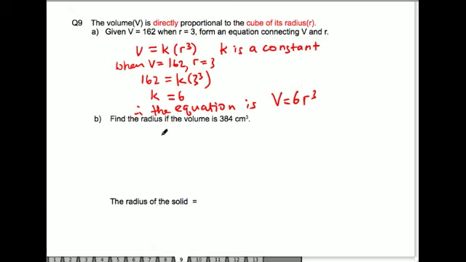Now we can use the formula that we have found and substitute in the value of the volume. 384 equals 6r cubed. And solving this, we have r equals 4. Thus, the radius of the solid is 4 cm, or 4 units.